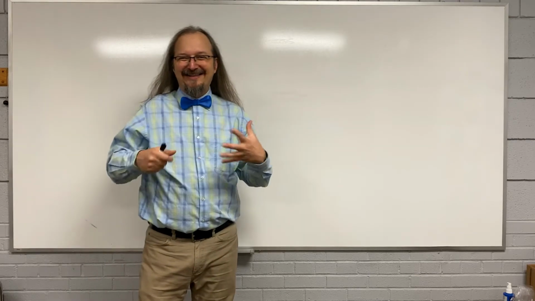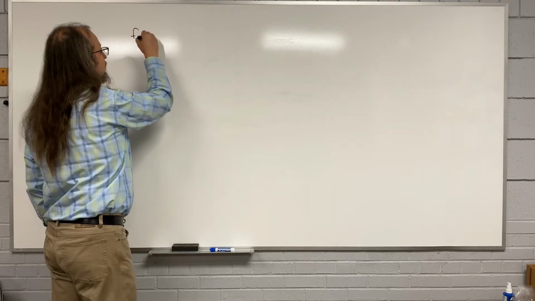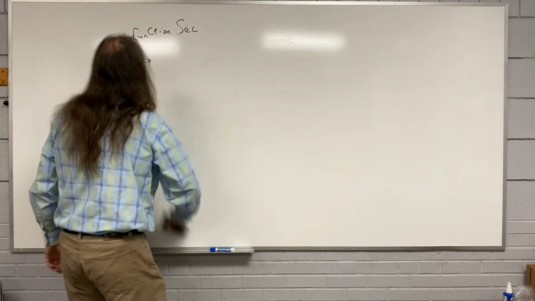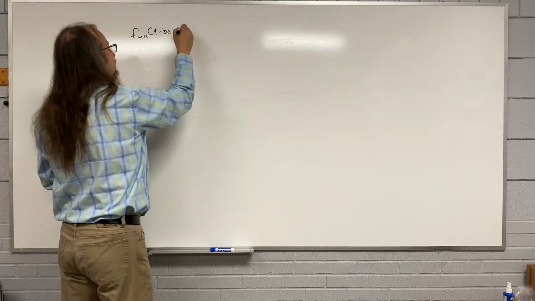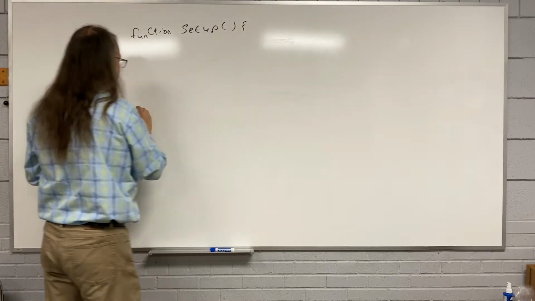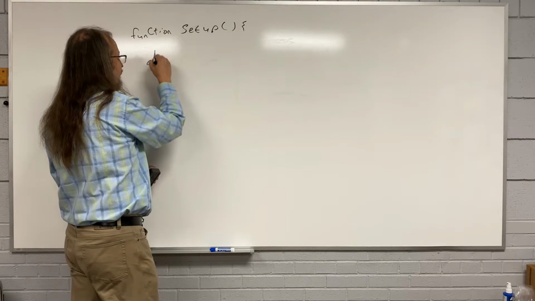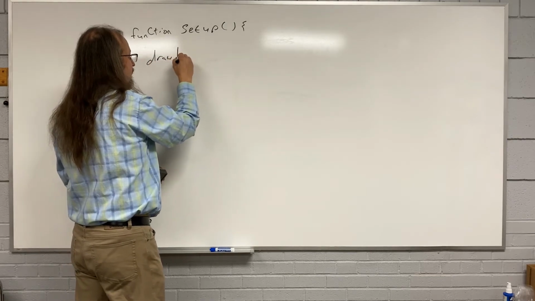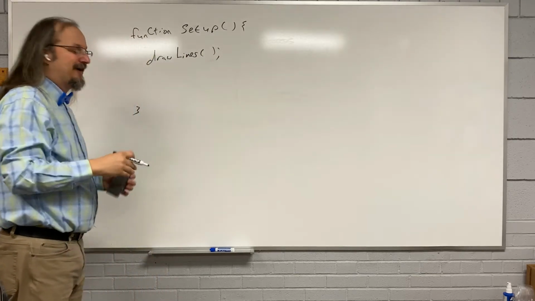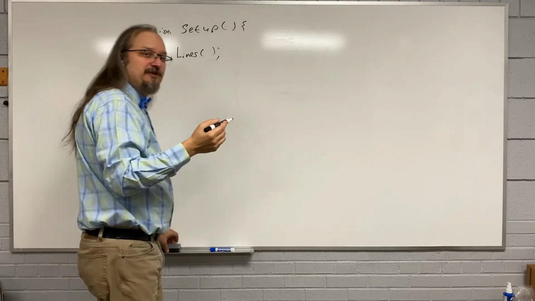Okay, so I want to build on the idea we just finished talking about functions. So we've got our function set up. Lowercase s. And let's say we had a function called drawLines that we wanted to call, and it was going to draw parallel lines. So far, so good. So how would we do parallel lines?